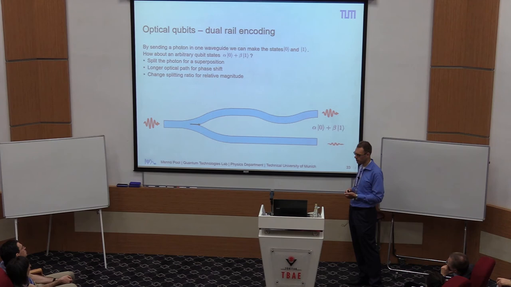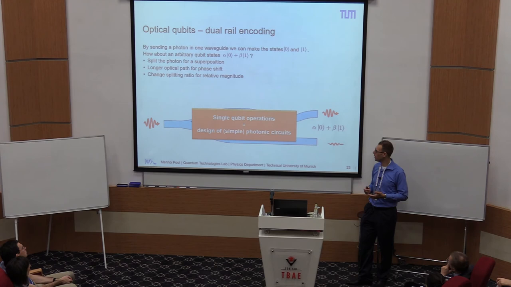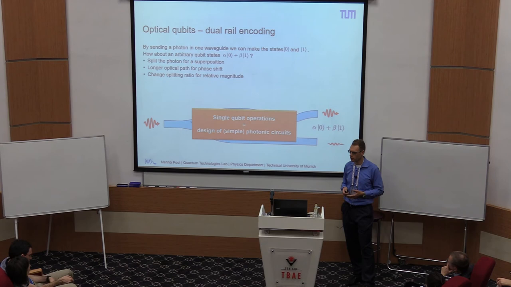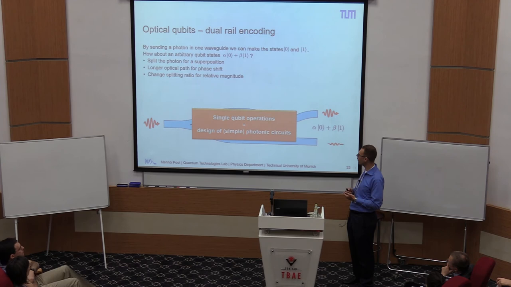So this is just one example. But the take-home message here is really that single qubit operations is basically just the design of simple photonic structures that we can do very well. So this is just a single qubit. How about building an optical quantum computer?